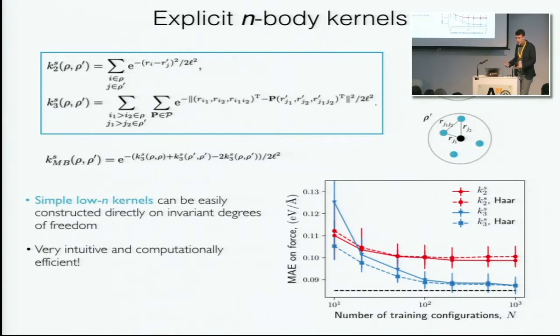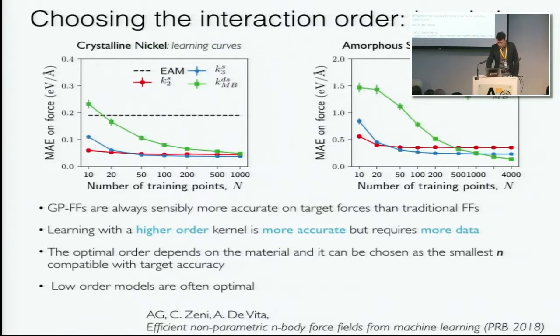These very simple kernels are easy to construct, are inherently rotational, permutational, and translational invariant, and they're very fast to compute. And they are equivalent to the ones obtained through higher integration in the O3 group. For example, here you can see this is a toy example just to show that actually the dotted and the continuous line are the same. One is the higher integrated, the other is the one built on already invariant descriptors.